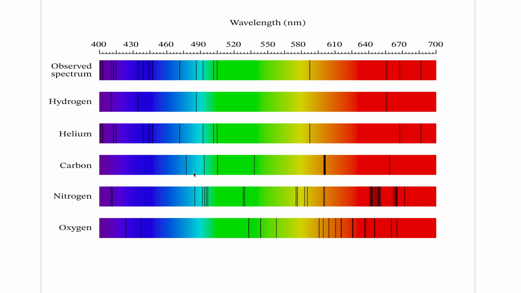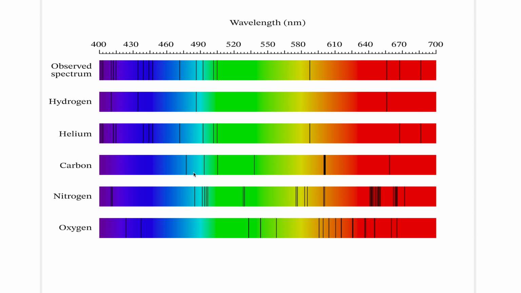So these are the absorption graphs for the following materials: hydrogen, helium, carbon, nitrogen and oxygen. Now, why do you think we even need to identify these materials in outer space? Well, it's obviously because if we could identify these materials in outer space, then we would know whether they would be suitable or not for humans to live.